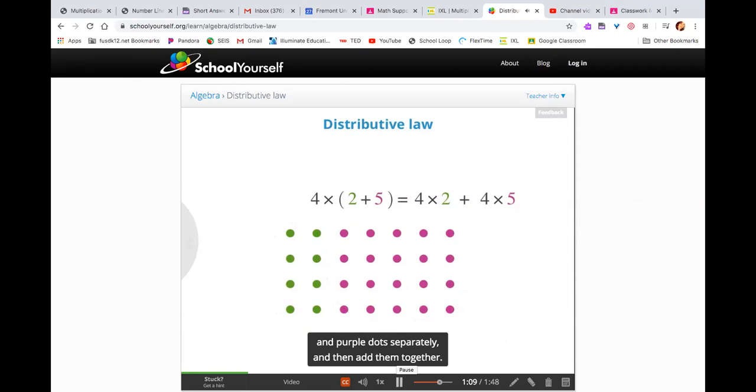So looking at this equation, whenever you're adding 2 numbers in parentheses and you multiply that sum by another number, you can use the distributive law, which says you can distribute the outside number into the parentheses, multiplying it by each number inside. So we have 4 times 2, and we're adding that to 4 times 5.